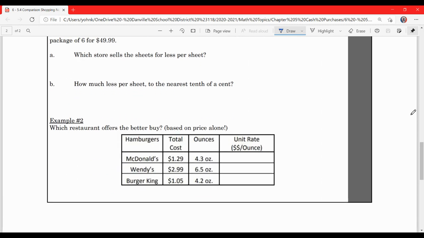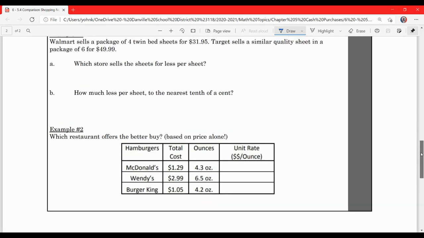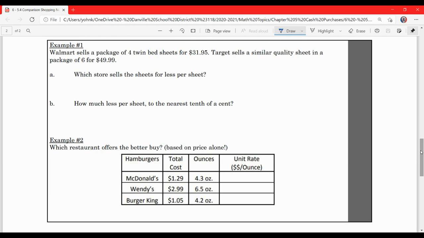So here are some examples. Example number 1, Walmart sells a package of 4 twin bed sheets for $31.95. Target sells a similar quality sheet in a package of 6 for $49.99. Which store sells the sheets for less per sheet? So in order to do this, we need to calculate the unit prices and then we will compare them.